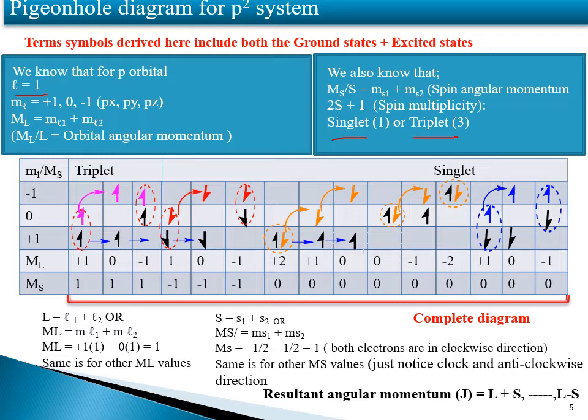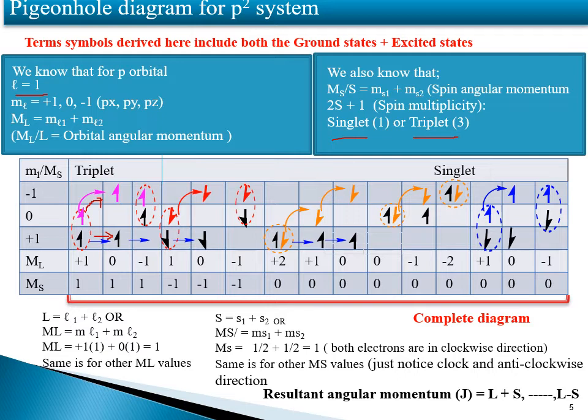Now coming to the placement, or the arrangement, of electrons by using a pigeonhole diagram. Actually, first place the electron in the highest ml value. Now just move this electron in this direction and this one horizontally.